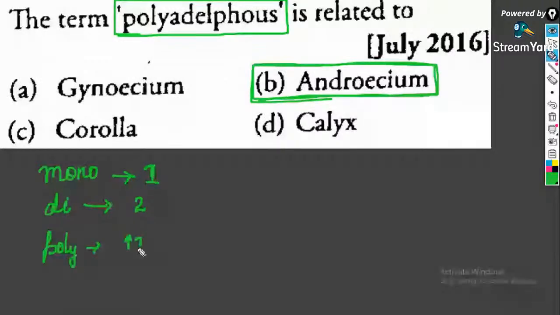Of androecium. Perigynous, epigynous, hypogynous, all these terms are related with gynoecium. Here we are discussing polyadelphous, that is androecium. Simple question, hope everybody got the answer.